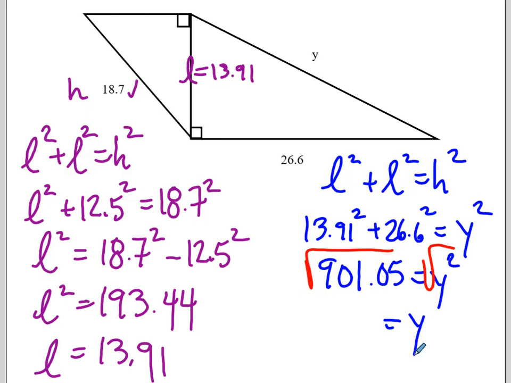And again, to undo the squared term, I square root both sides, and I end up with a y value of 30.02 if we want to be particular. So this would be 30.02. Is that greater than this leg? It is. That's a good answer.